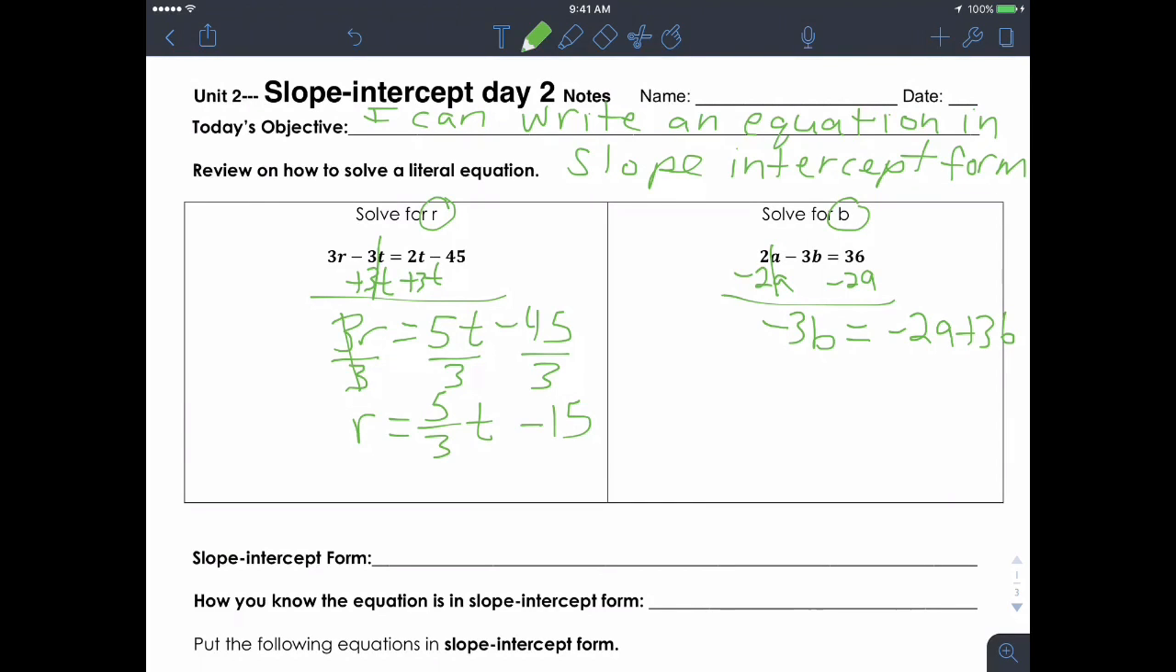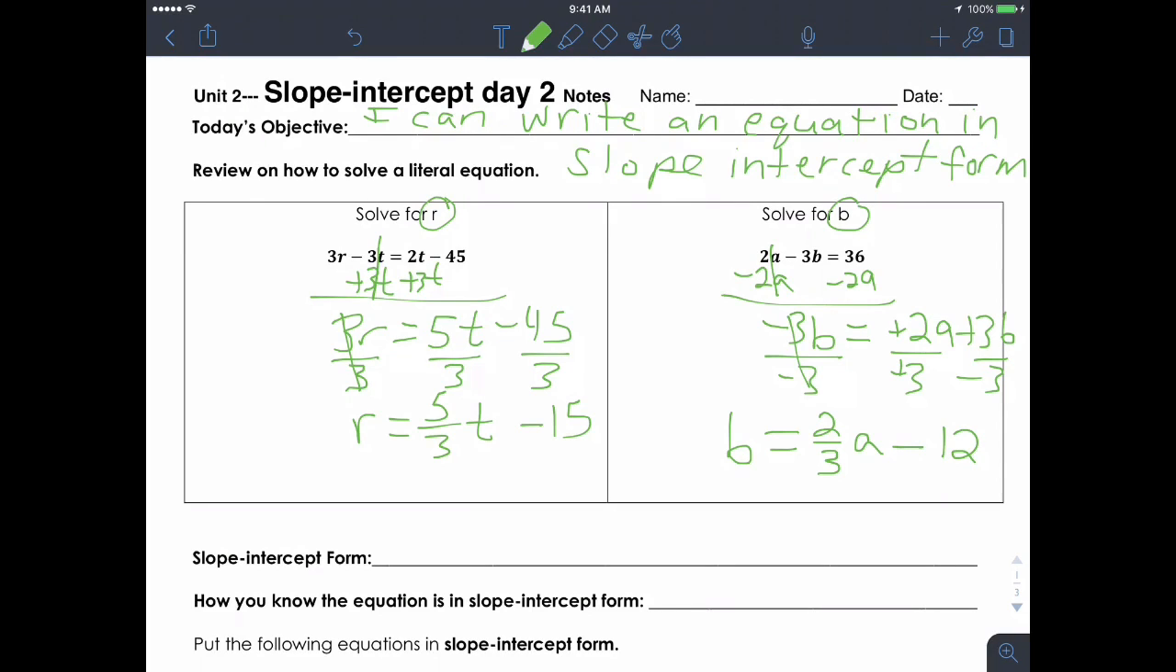Now, you can't put the 2a and the 36 together because they are not like terms. Finally, we're going to divide everything by negative 3. This will cancel the negative 3's over here. You'll have b equals, now we have a negative and a negative, and they're going to become positives. So we're just going to have 2/3 a, and then minus 12. So that's me solving for b.